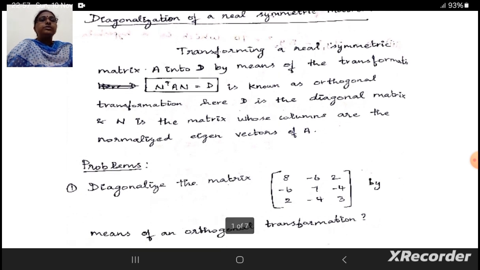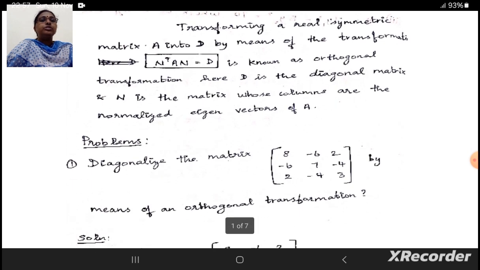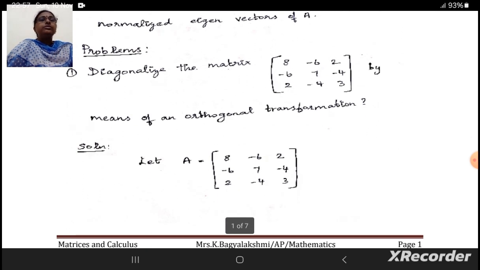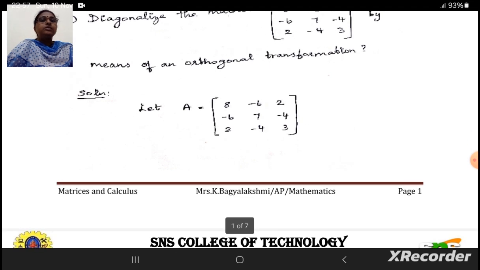Transforming a real symmetric matrix A into D by means of the transformation N transpose A N equal to D is known as the orthogonal transformation. Here D is the diagonal matrix and N is the matrix whose columns are the normalized eigenvectors of A. Based on this, we can check a diagonalization sum.